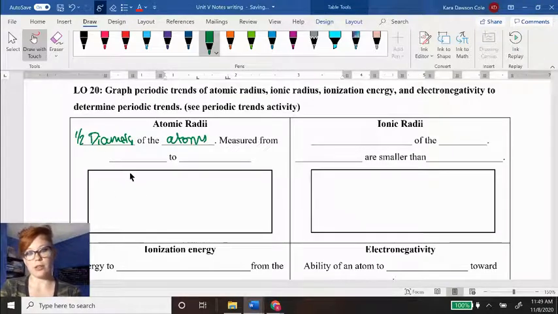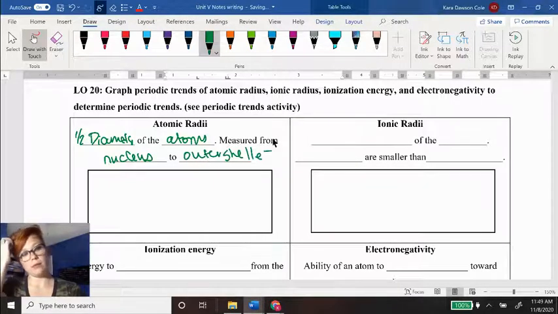It is measured from the nucleus to the outer shell. Now, really how they do this is they put two of the same atoms together and then they measure the distance between the nuclei. And then they half that distance. So the half of that distance would be the atomic radius.